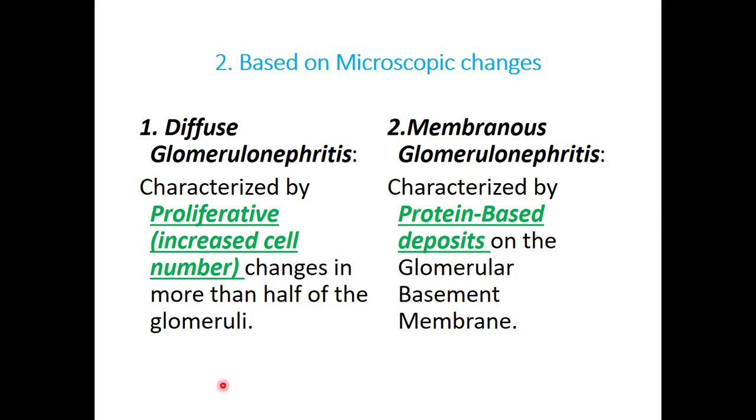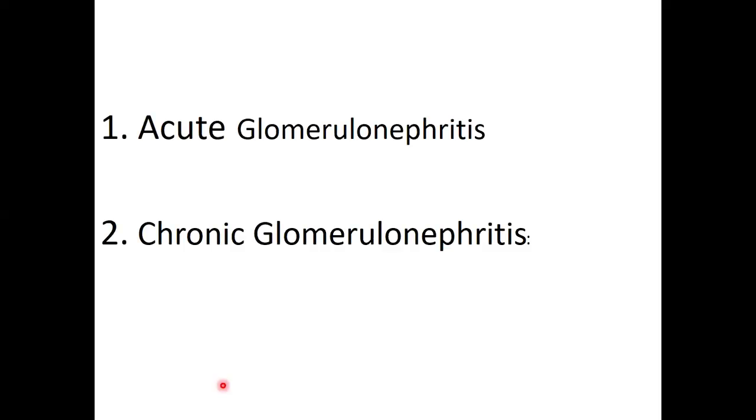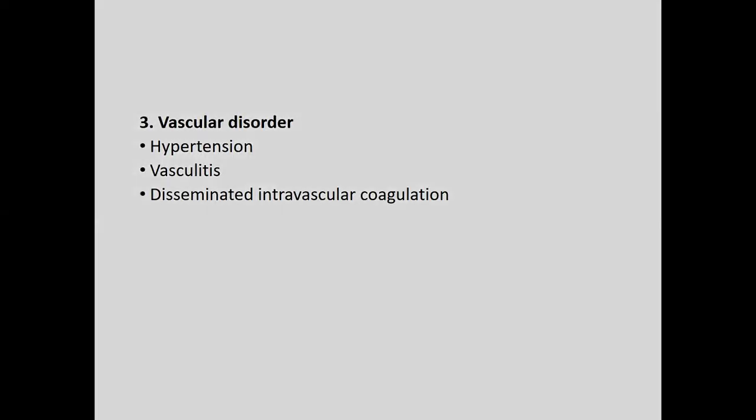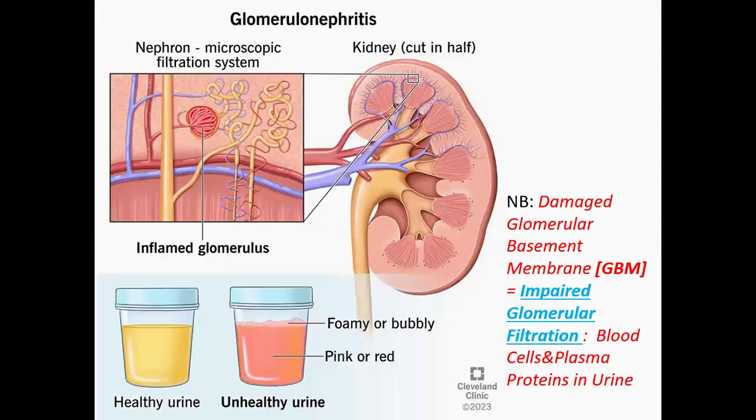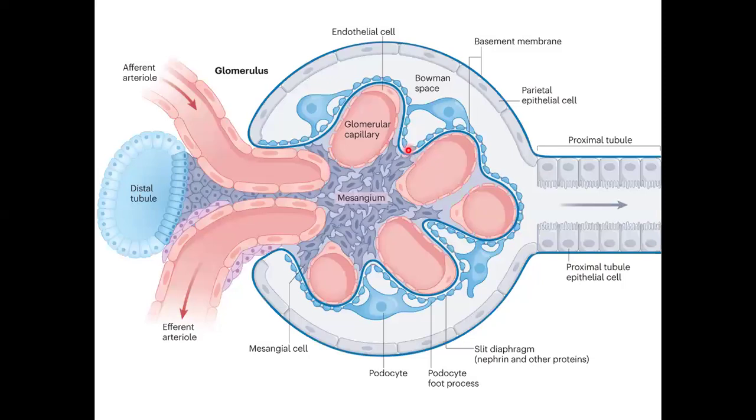Then we have membranous glomerulonephritis, characterized by protein-based deposits on the basement membrane. So some of the immune complexes will be deposited on the basement membrane here. You find protein-based deposits on the basement membrane, and those are the ones that are causing damage to the basement membrane. This is different from diffuse, where there's hyperplasia of cells around the glomerulus. In membranous, there's deposition of protein-rich deposits on the basement membrane.